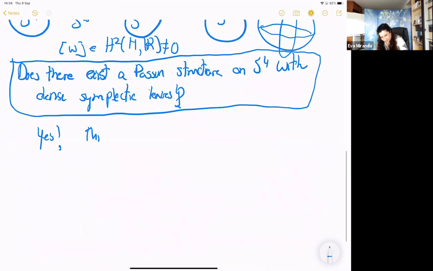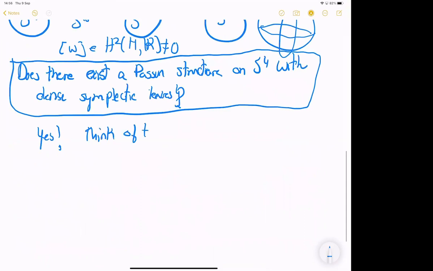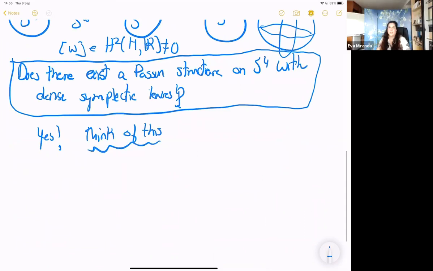Think of this. This is a good exercise. Think of the simplest one you could think of. And there are examples. If you look at last class where Chung asked me about examples, I said elliptic, I said hyperbolic. Well, finally I'm giving you the hint. Try hyperbolic singularities on the sphere, on S4, and it works.